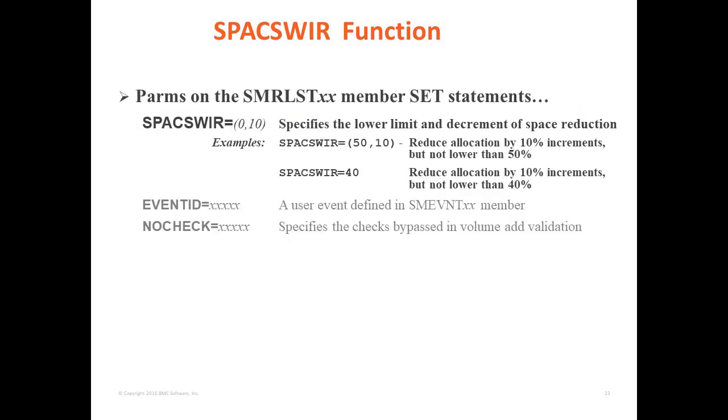The SPACSWIR R-list set statements are similar to SPACPRIM and SPACSECR. There's a lower floor limit and the decrement value. The no-check values are for EXCP, note, point, and contig.